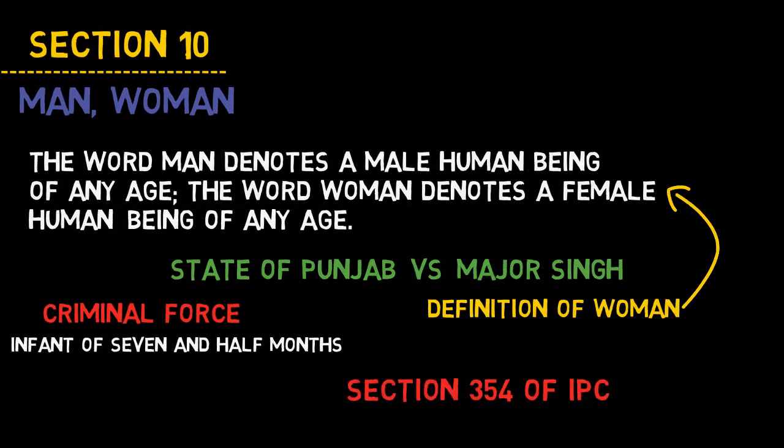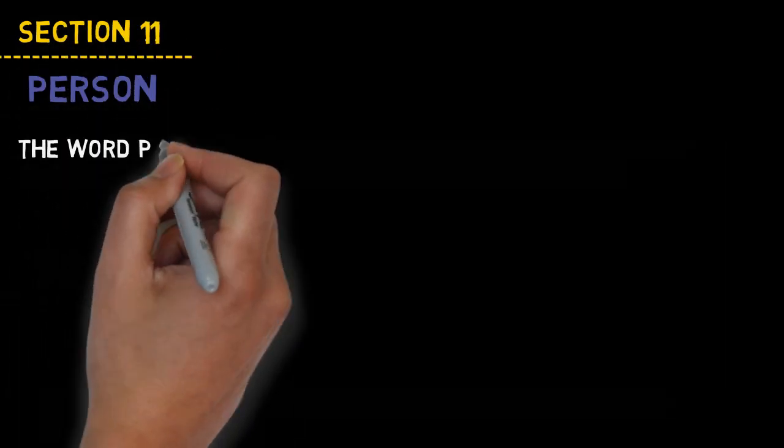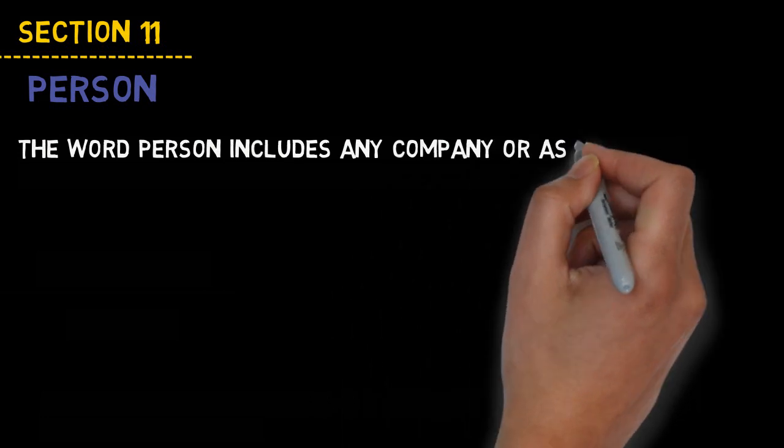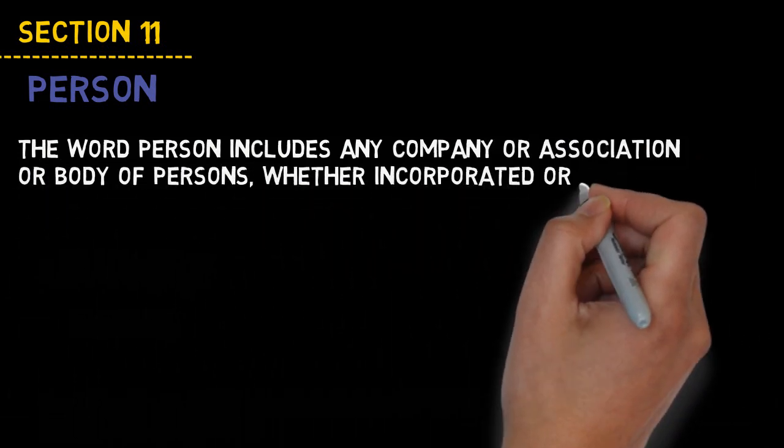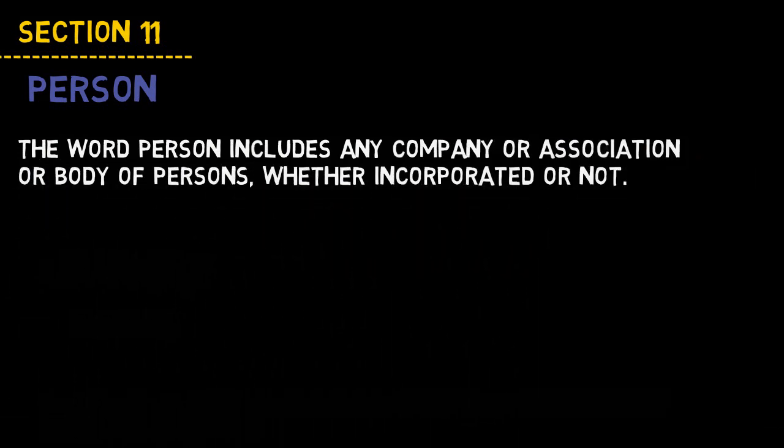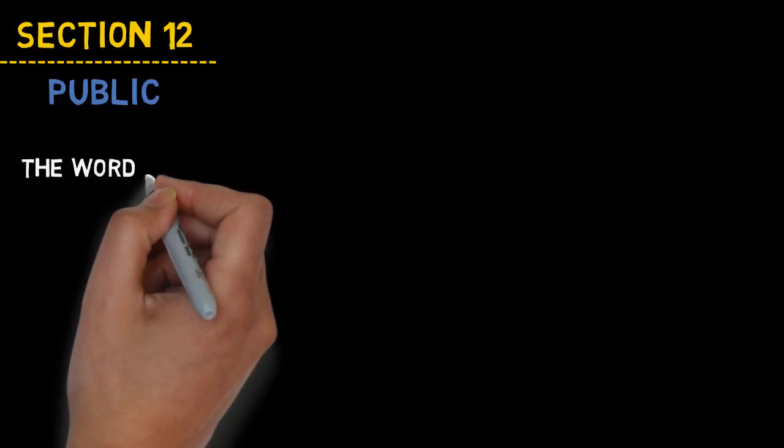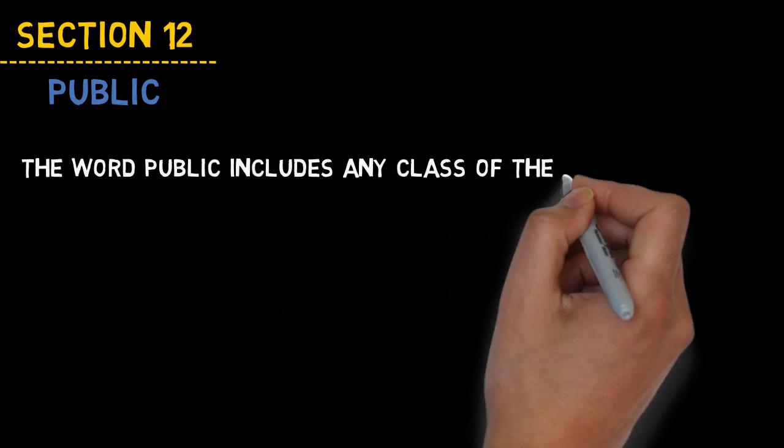Now let's look at Section 11, which says the word person includes any company or association or body of persons, whether incorporated or not. This definition is also self-explanatory, but it should be noted that this is an inclusive definition. Section 12. It says the word public includes any class of public or any community. This is also an inclusive definition and self-explanatory.